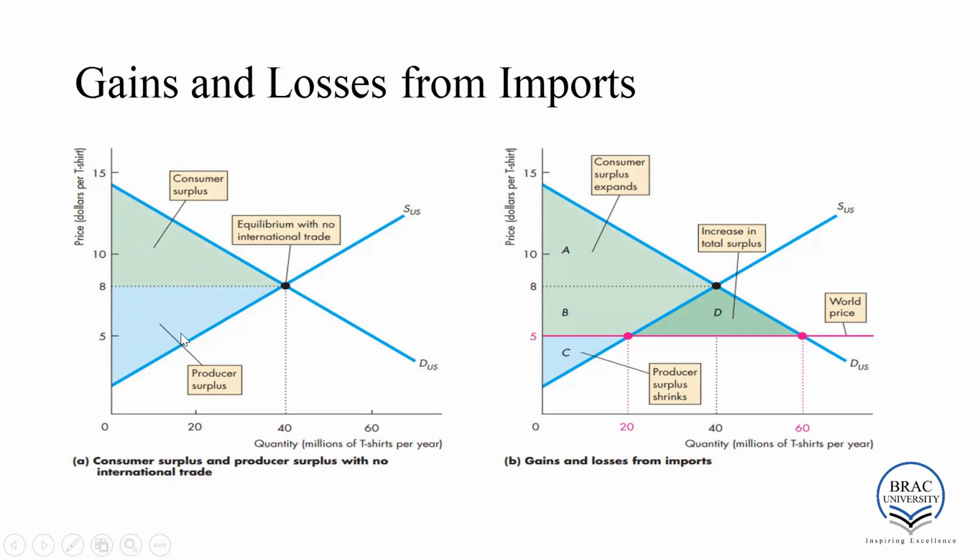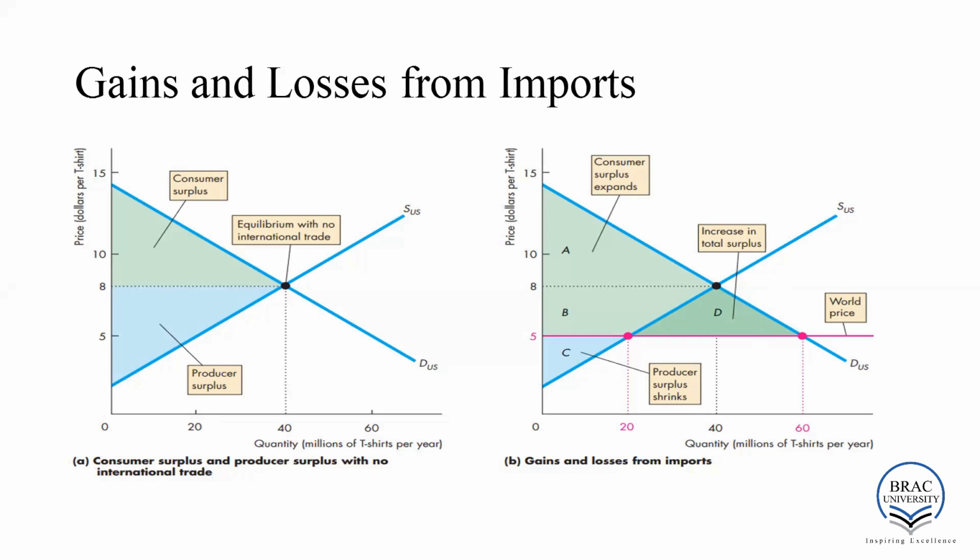And we also know that the area above the supply curve and under the price is the producer surplus. So this blue triangle is our producer surplus when there is no international trade. Now what happens if the market is open to imports? What happens to the consumer and producer surplus in this case?